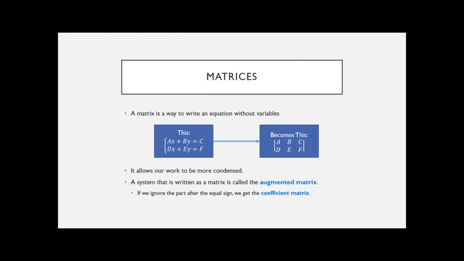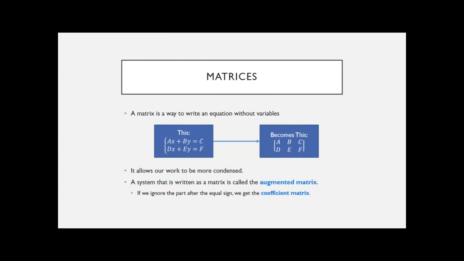I talked some about matrices last week: it's just a way to write your equations without dealing with any of the variables themselves. It allows us to condense our work and save some space. When you take your system and remove all the variables and put it into matrix form, that's called an augmented matrix. If you write just the coefficients in front of the x and the y and ignore the constant that it's equal to, then you get what is called the coefficient matrix.